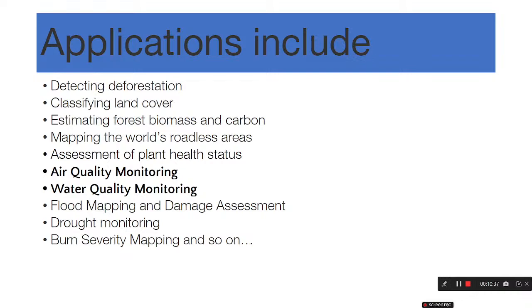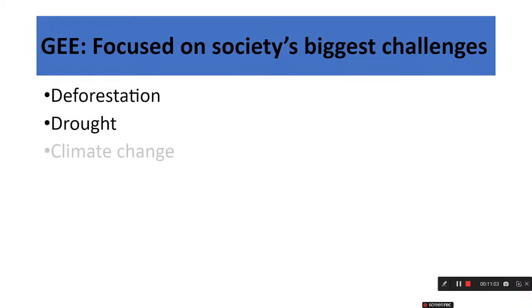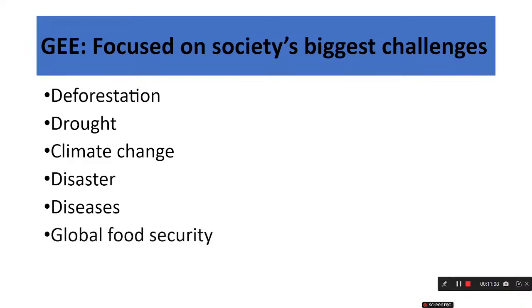And many other applications we can easily do using the Google Earth Engine platform, as well as land surface temperature monitoring. So here I mentioned some remote sensing applications, but any type of remote sensing application we can easily handle using the Google Earth Engine platform, very quickly and efficiently compared to other software such as ArcMap or QGIS. And it mainly focuses on society's biggest challenges such as deforestation, then drought, then climate change, then disaster, then diseases, then global food security and sustainability.